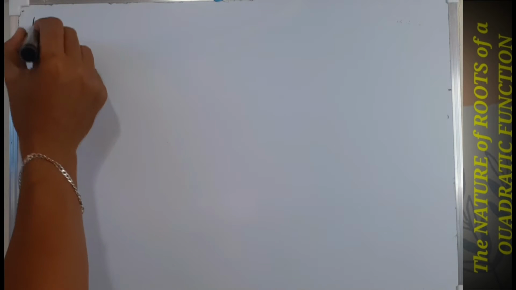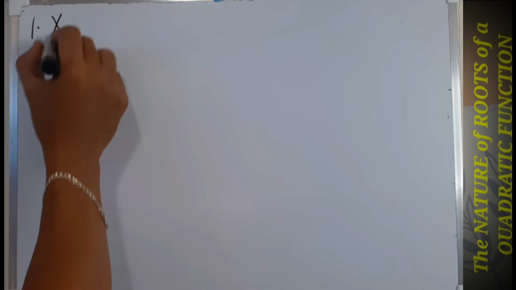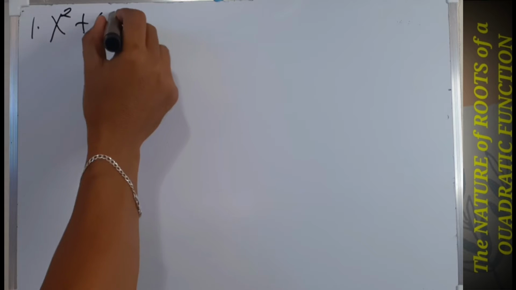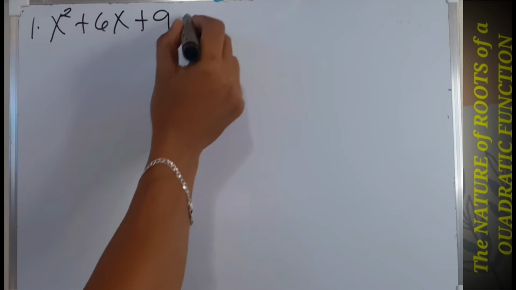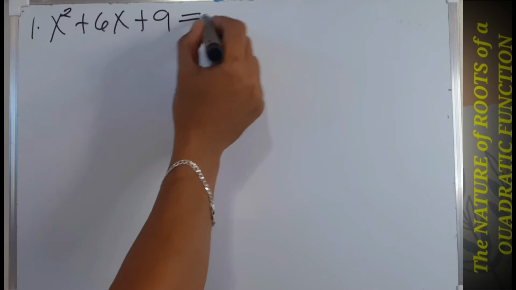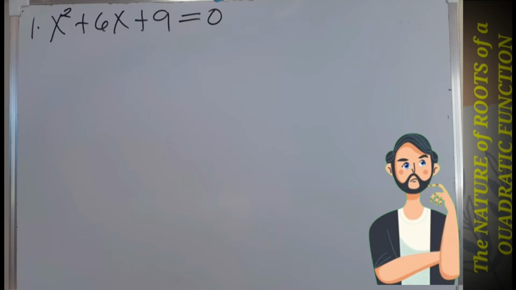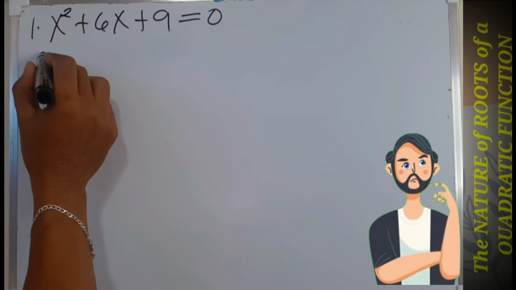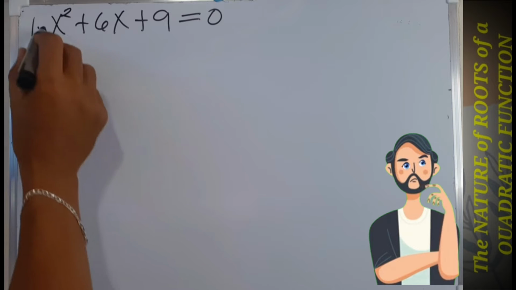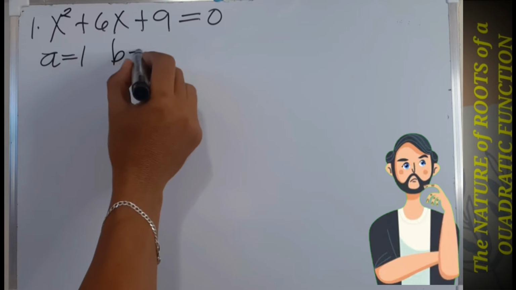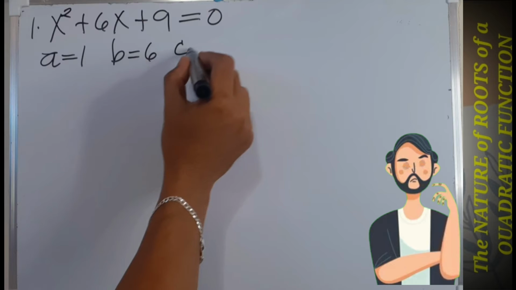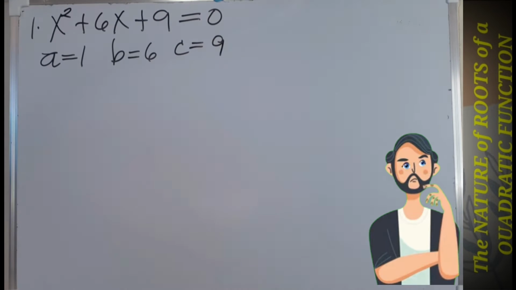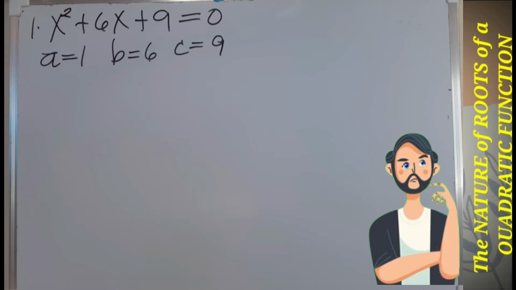Let us illustrate the nature of roots in the following examples. Number 1, x squared plus 6x plus 9 equals 0. First, let us determine the values of a, b, and c respectively. A is equal to 1, b is equal to 6, and c equals 9. Next, let us solve for the discriminant.